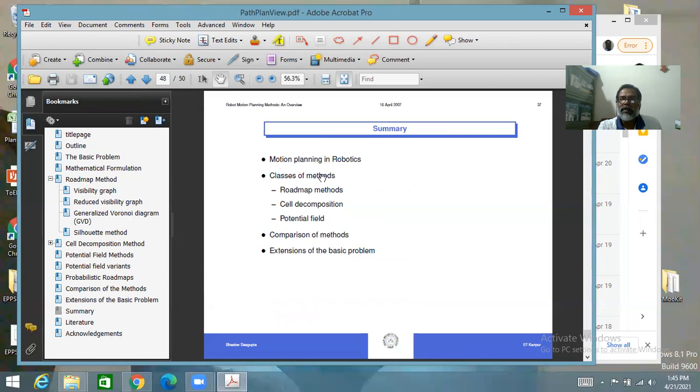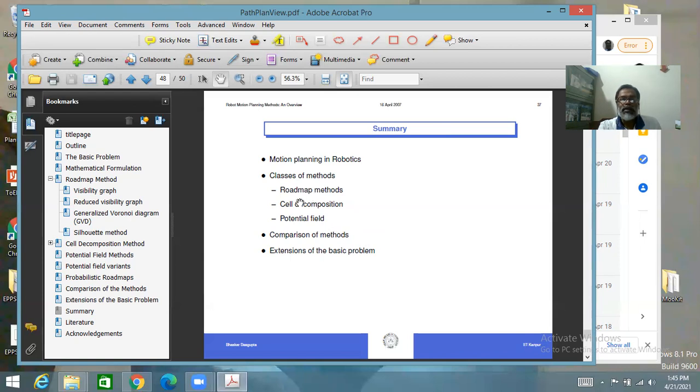So in summary, what have we discussed? We have discussed the basic concept of motion planning in robotics, including its mathematical formulation, the C-space modeling, and roadmap, cell decomposition, and potential field methods. Briefly, we compared the methods, and then briefly we discussed the extensions of the basic problem.